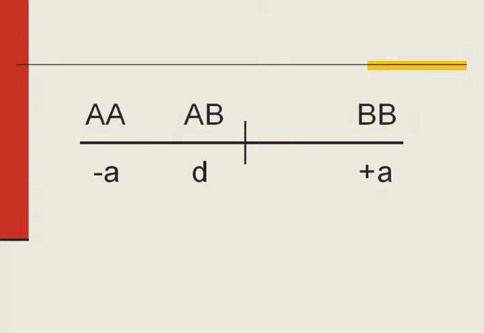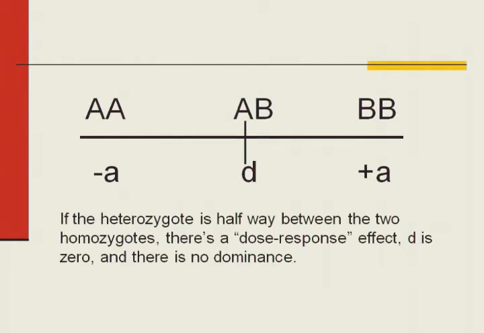If this heterozygote deviates from the midpoint, the extent to which they deviate from that midpoint between the two homozygotes is D. And that is going to play into our dominance component. So if the heterozygote is halfway between the two homozygotes, that is, if the mean trait values of the heterozygotes as a group are halfway between the mean trait values of the two homozygotes as groups, then we've got essentially a dose-response type effect of the B allele.